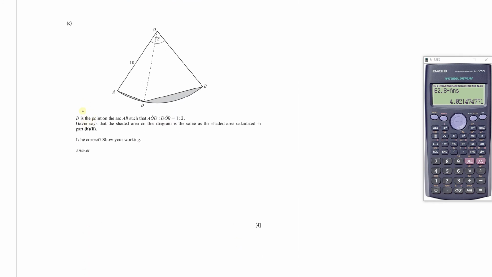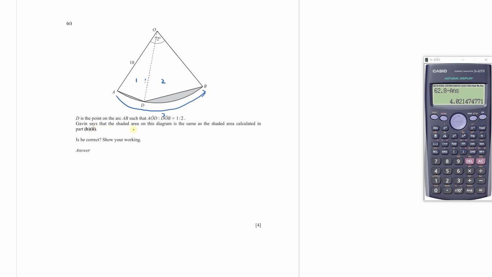Part C is, D is the point on the arc such that the ratio of angle AOD to angle DOB is 1:2. So you have divided this angle AOB into 1 and 2 parts. So this is 1, this is 2. So 1:2 is like this. So that means angle AOD is 1 by 3 of this full angle 72 degrees. So if this full angle is 3 parts, you have divided 1 part here and 2 parts here.